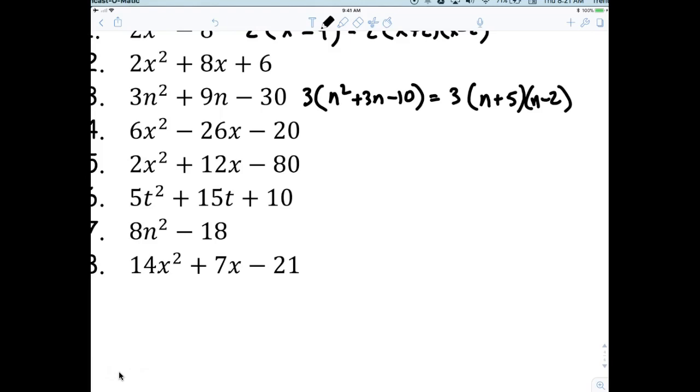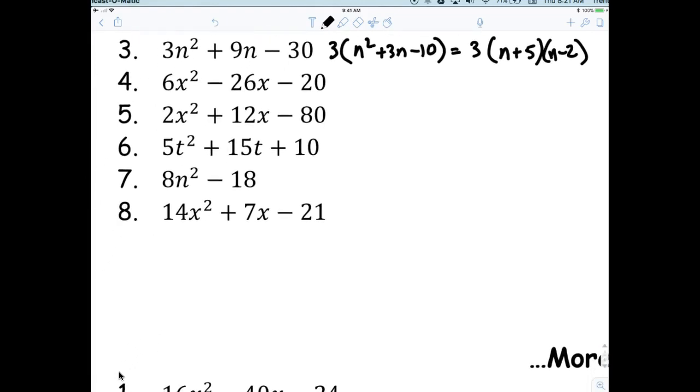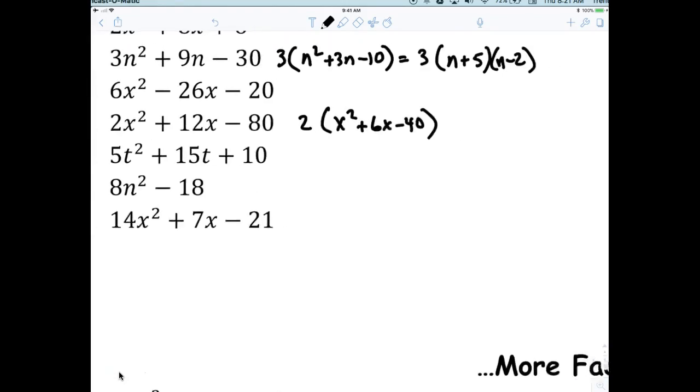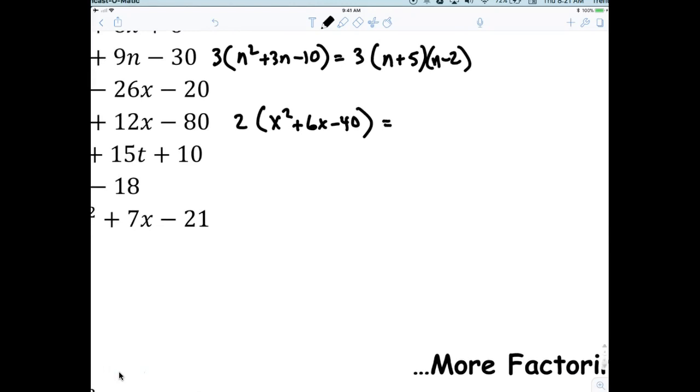All right, so on number 5, what's common? 2. So x squared plus 6x minus 40. What are the factors of 40 that make 6? 10 and 4. So x plus 10, x minus 4.